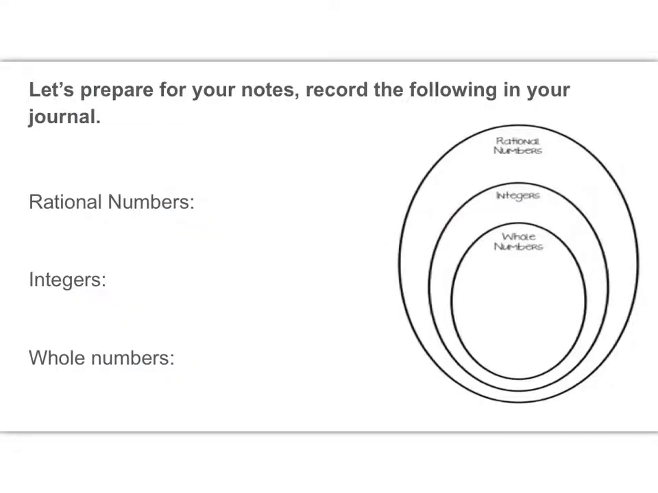Alright boys and girls, let's prepare for your notes. Record the following in your journal. Your definitions are going to be rational numbers, integers, whole numbers. And then either on the page next to it or below, you can draw this diagram. You have whole numbers, integers, and rational numbers. Go ahead and pause the video and put this in your journal.